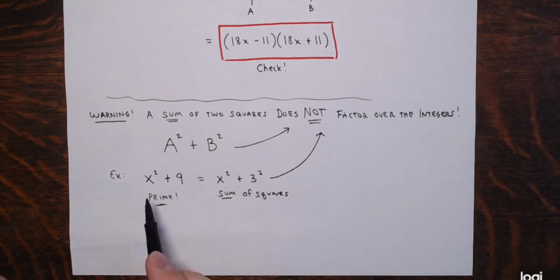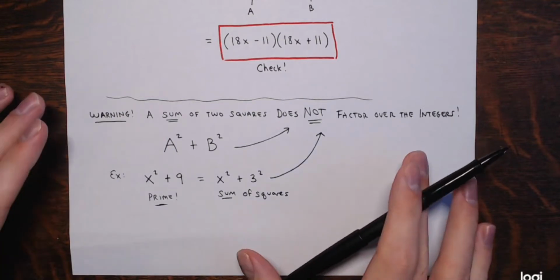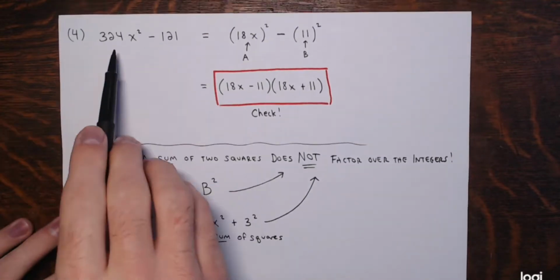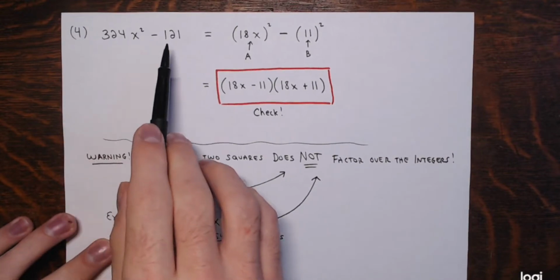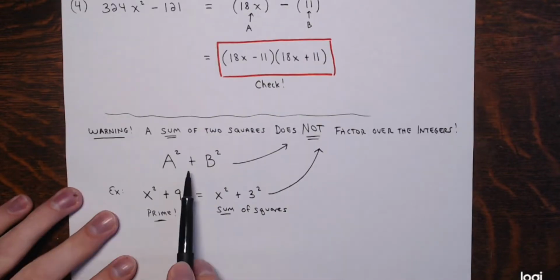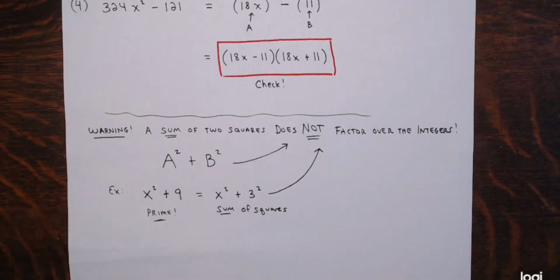All right, now it is factorable over the complex numbers, but we're not going to talk about that for a while. Okay, so just be aware. You're only really going to be able to factor differences of squares, not sums of squares. Please, please, please get that in your head.